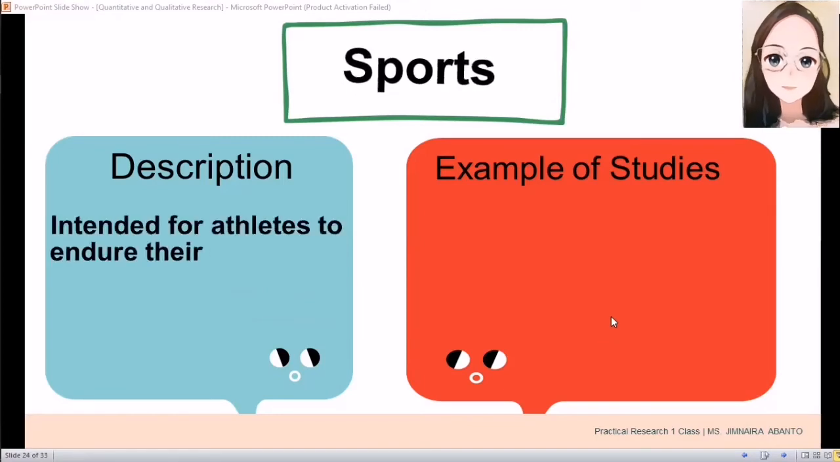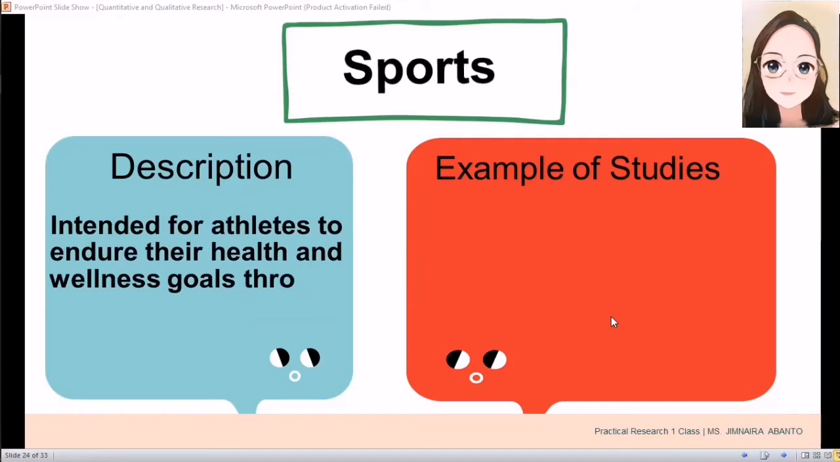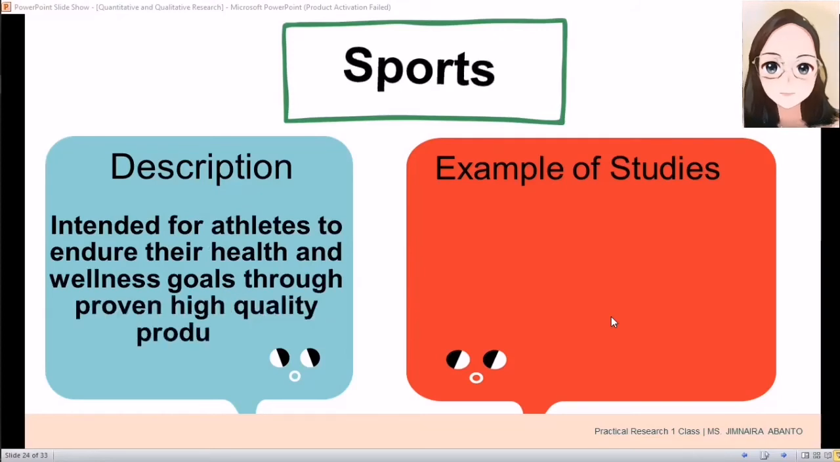Sports research is designed to help athletes reach and sustain their ideal body and wellness goals through proven high-quality products. It is conducted to explain the underlying mechanisms of how athletes maintain their good physical appearance and healthy lifestyle. It gives the coaches and athletes a way to gain solid information and apply it to sports performance. It helps the coaches form beliefs to develop programs and coaching techniques.